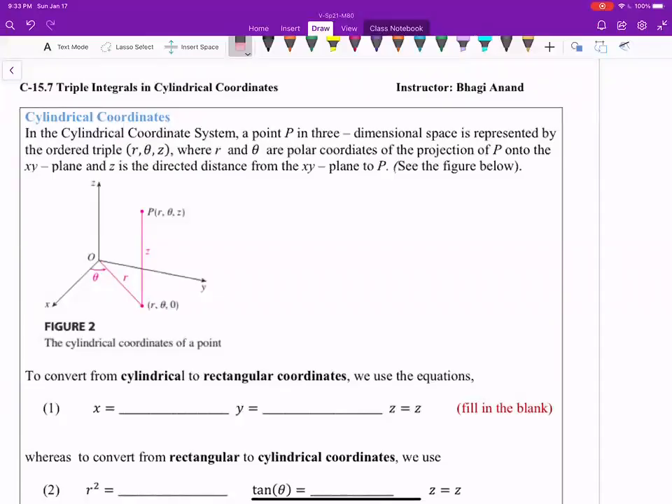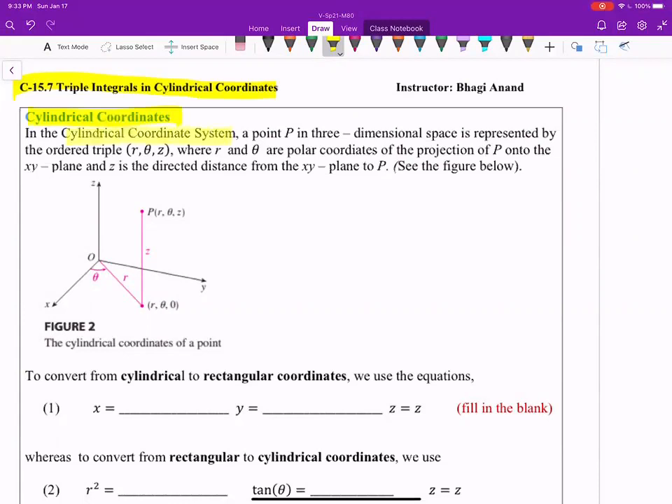Welcome everyone. In this video, I will be covering the concept for section 15.7, the triple integrals in cylindrical coordinates. Earlier, we saw polar coordinates and how they can be used in evaluating certain double integrals in an easy way. In the same way, cylindrical coordinates are going to be helpful in evaluating certain triple integrals which are otherwise very hard in the Cartesian way. So what are cylindrical coordinates?